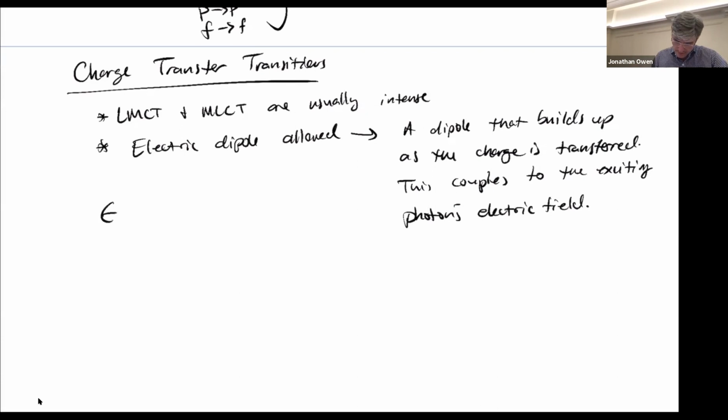These things tend to have epsilons of 10 to the 3 or 10 to the 5 per molar per centimeter. So we're talking about orders of magnitude more intense.